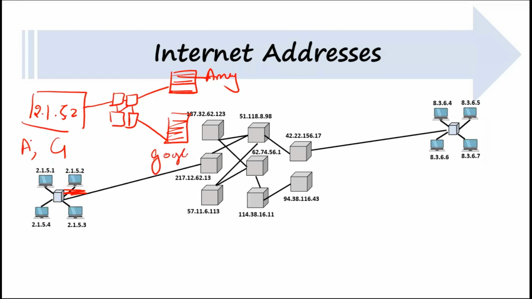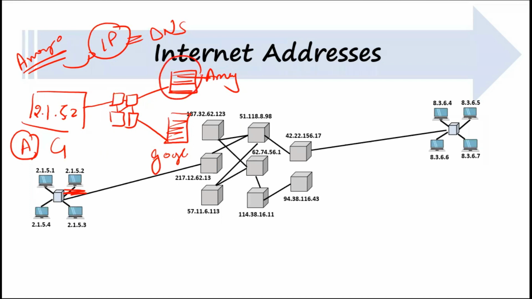So when I try to access Amazon.com, first this is converted to the IP address by DNS. This IP address is not important for me. It is important for this server, because the server does not understand the English language. Everything is converted to binary. Even these IP addresses are converted to binary.